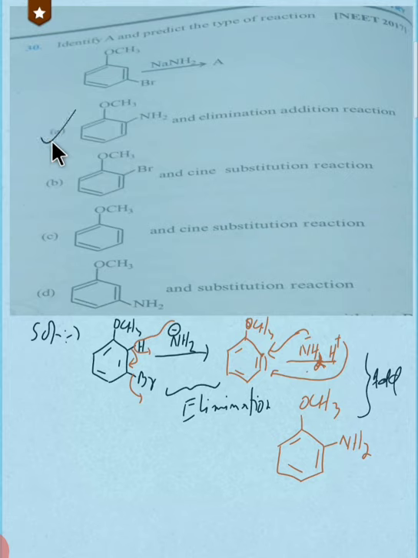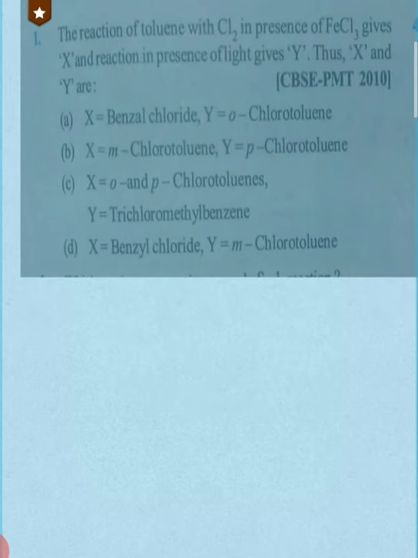So this is the answer, and the reaction is elimination followed by addition, right? So the correct option for this question is A. The product is this compound, and the type of the reaction is elimination addition reaction, right? Okay, let me go to the next question.